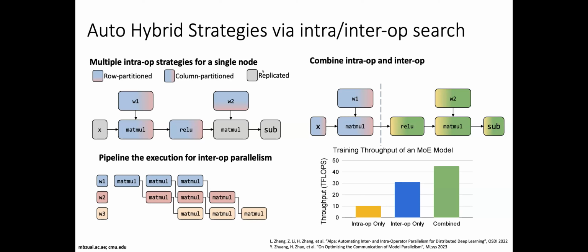For example, intra-op parallelism is, do I row partition or column partition a matrix, or do I even replicate it, right? What's the best way to color each of these boxes so that I get the maximum speed? And then what's the best way to cut the graph up and give it to different GPUs or CPUs so I can also improve the speed further, right? And it turns out that by combining intra and inter-operator parallelism, which is say I data plus model plus pipeline, I get the green bar, which is superior to using intra-op only, which is data/model parallelism, or inter-op only, which is pipeline parallelism.